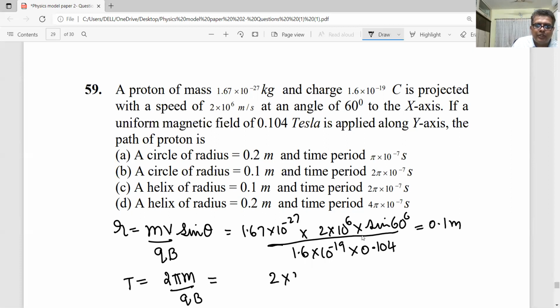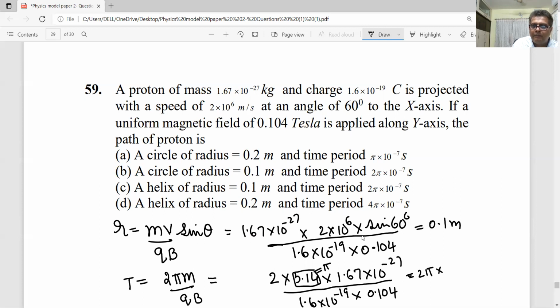Time period, you find 2 into 3.14 into mass 1.67 into 10 power minus 27 kg divided by charge 1.6 into 10 power minus 19 into B 0.104. You have to do the calculation here. Since the answer has pi, you can retain it as pi. So it is 2 pi into 10 power minus 7 is the answer you get. 2 pi into 10 power minus 7 seconds and 0.1 meter. This is not a circle, it will be a helix. So it is not option B, it must be option number C.